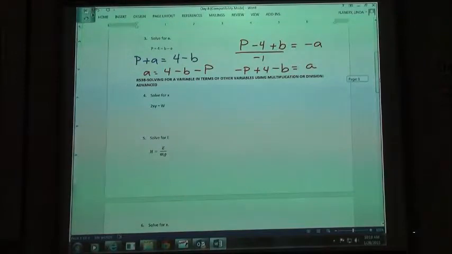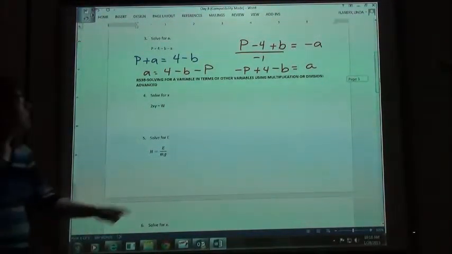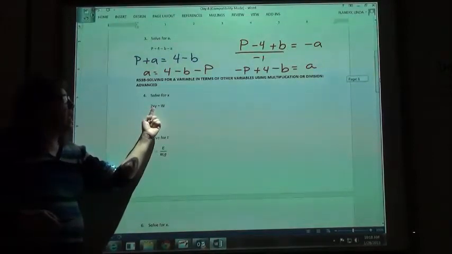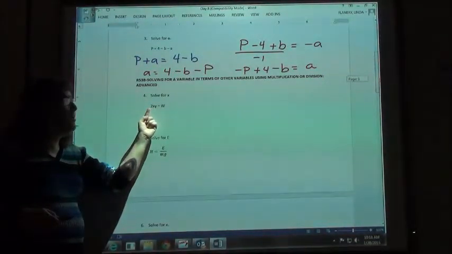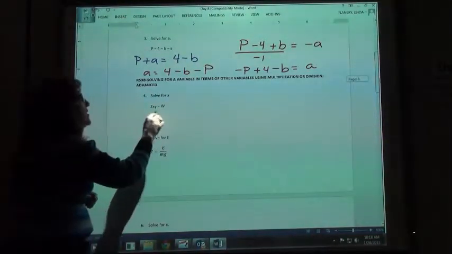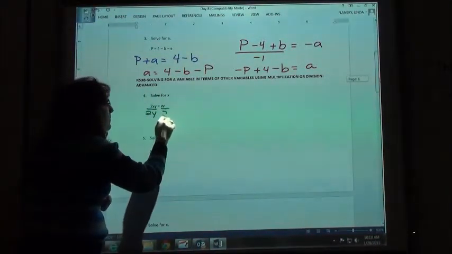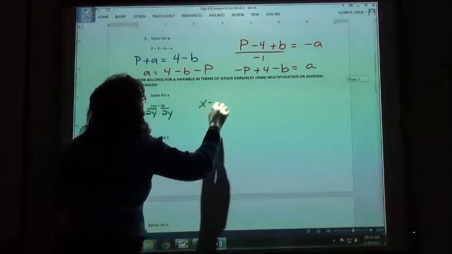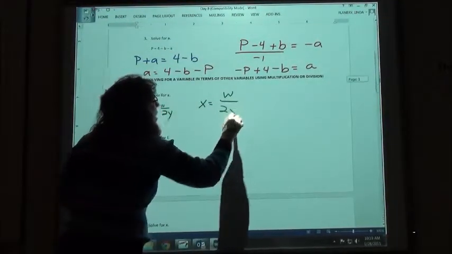Then they get to the ones where you're doing the multiplying and dividing things to get the variables by itself. Here, if I want to get the x by itself, not only am I going to divide by the 2, but I also have to divide by the y. So I'm just dividing by the 2y, and then the x is equal to w over 2y then for my answer.